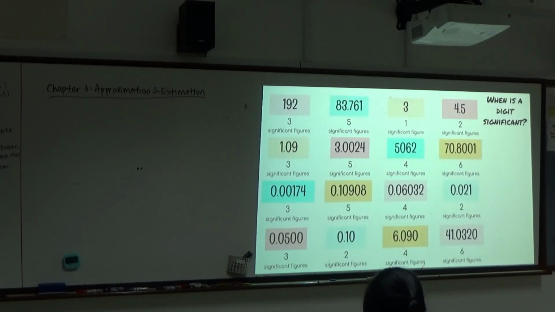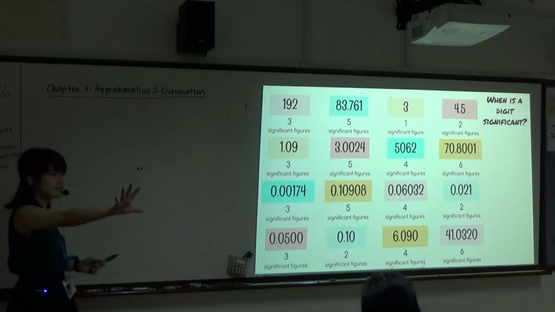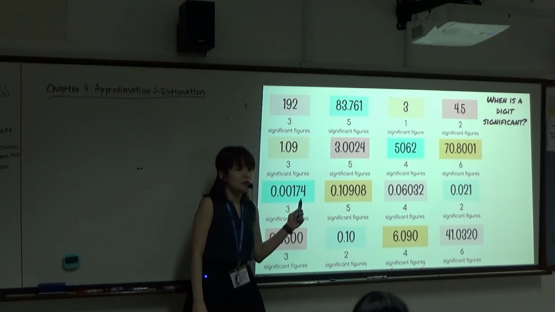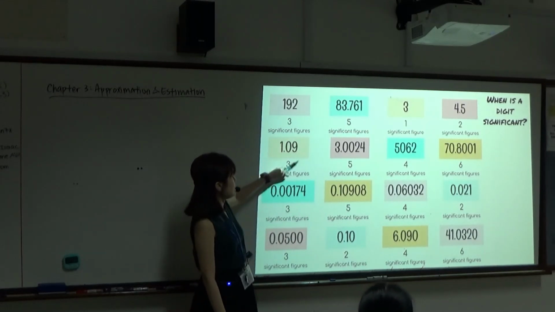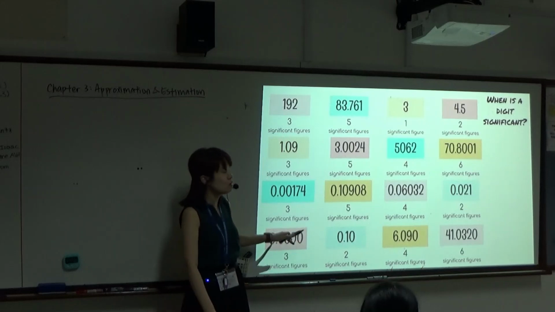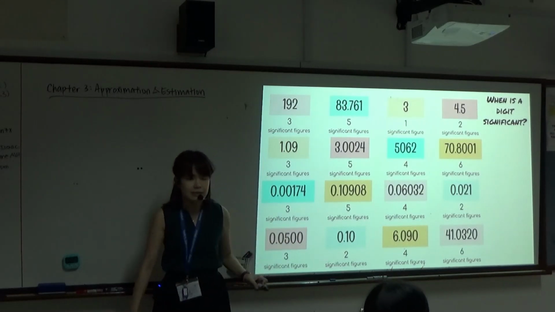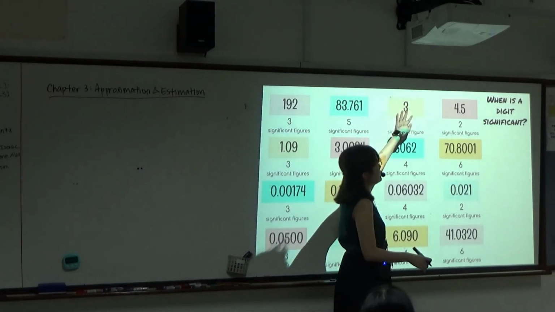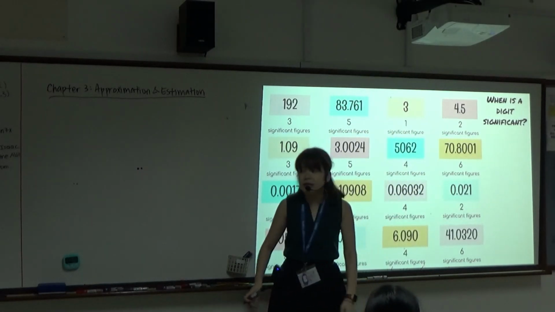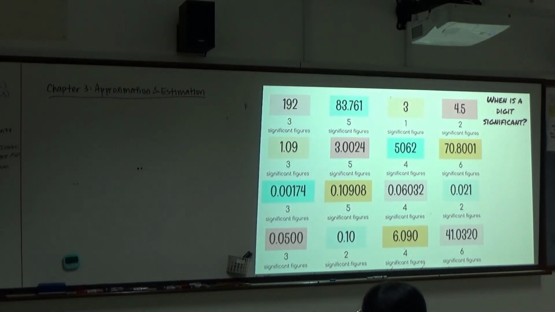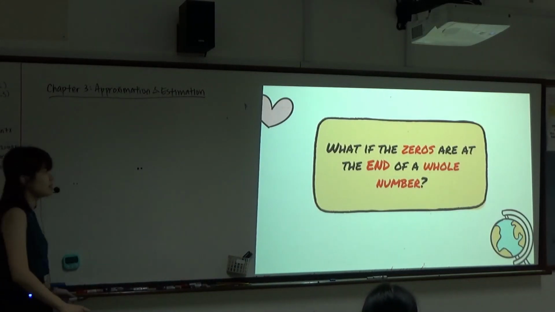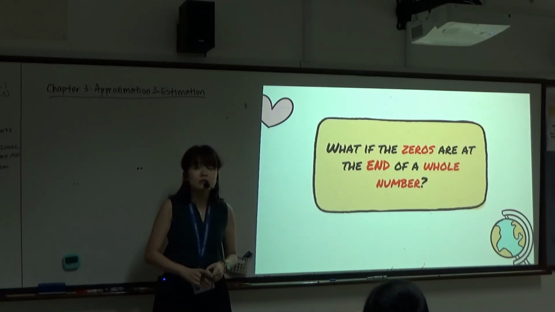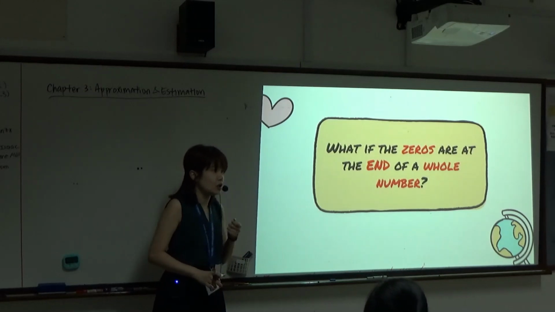Done? Okay. Now, there's still a 5th rule I have not yet covered. Looking at all these numbers over here, they are decimal numbers, and we looked at how zeros behave in decimal numbers. We have not yet covered what if I have a 0 in a whole number itself. So our question is, what if the zeros are at the end of a whole number?